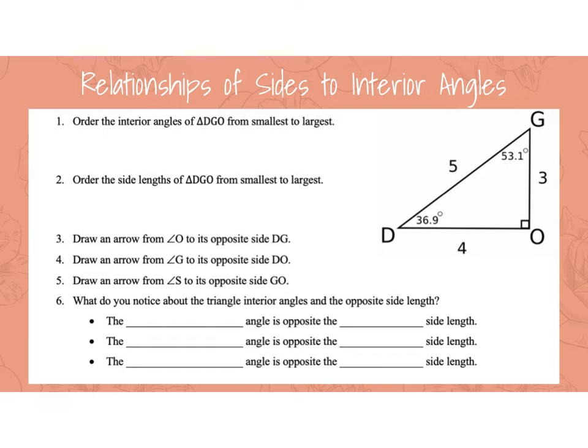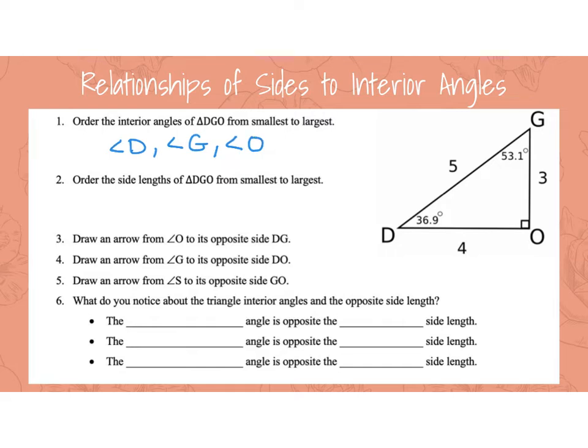Next, we'll learn about the relationships of sides of a triangle to the interior angles of a triangle. Question 1 says to order the interior angles of triangle DGO from smallest to largest. The smallest angle is angle D, 36 and 9/10 degrees. Then in the middle is angle G, 53 and 1/10 degrees. And then angle O, 90 degrees, is our largest angle.